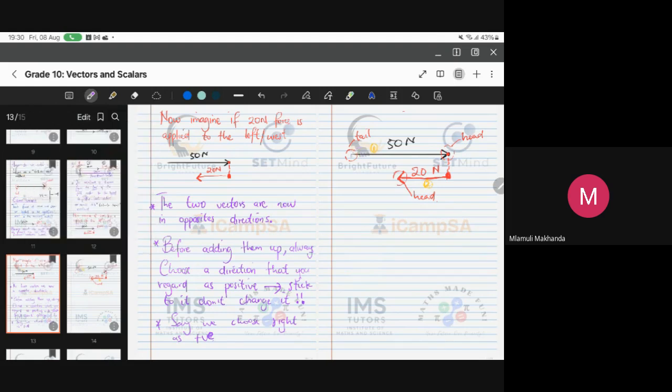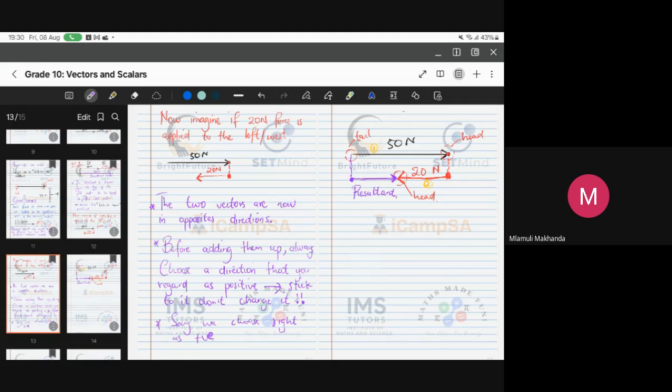So remember, we can draw our little thingy here to make sure they start at the same point. This is me saying I'm drawing from the tail of the first vector to the head of the last vector. Aha, that's my resultant. The resultant is drawn like that.